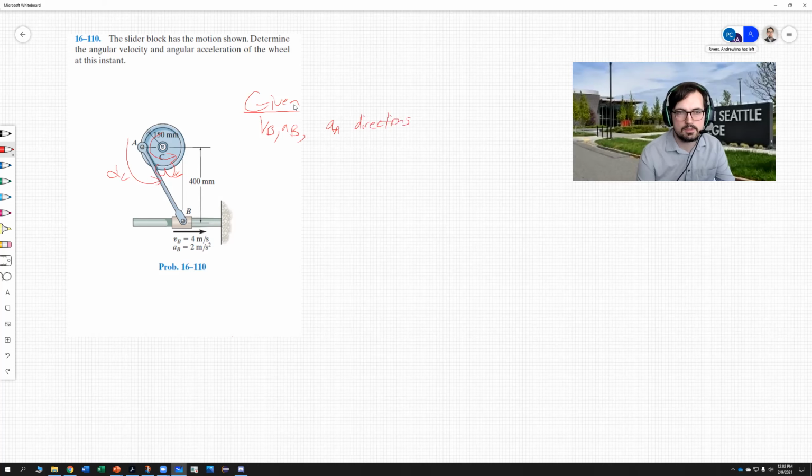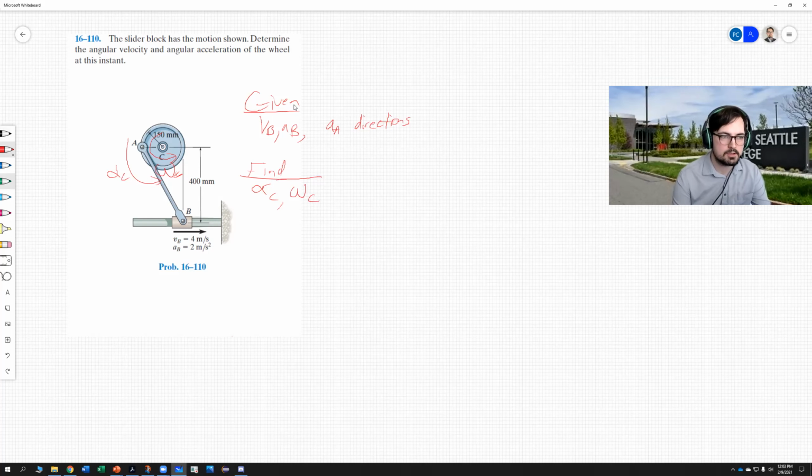The other thing that I could do, my goal is to find specifically what is our angular velocity and angular acceleration of this wheel. So I'm going to call it, I want to find alpha C and omega C. Those are my goals. I like to break these problems into two halves. So let's start with velocities first. The nice thing about using velocities is I can use the IC method for velocities and velocities only. Let's use that IC method to help us out.